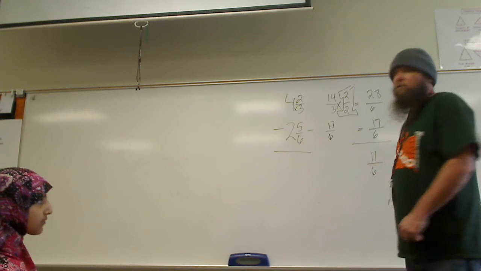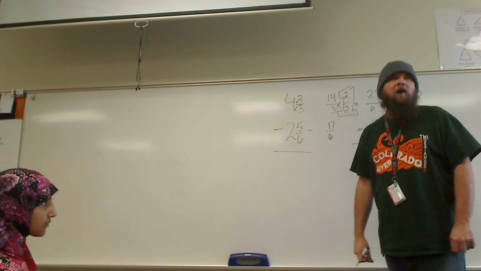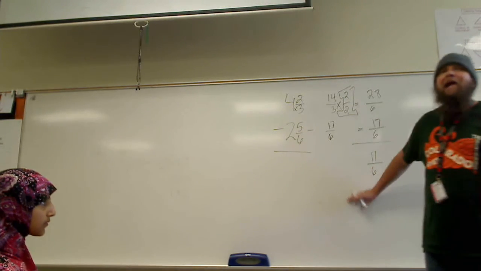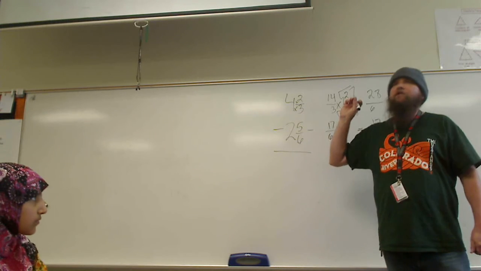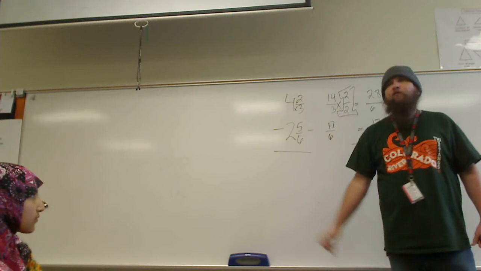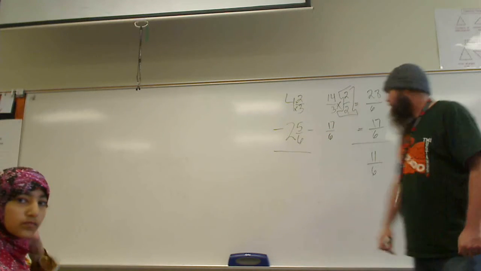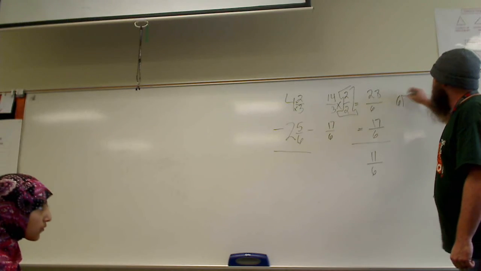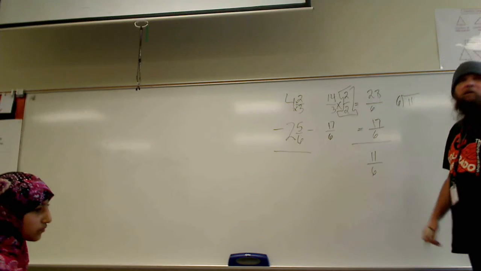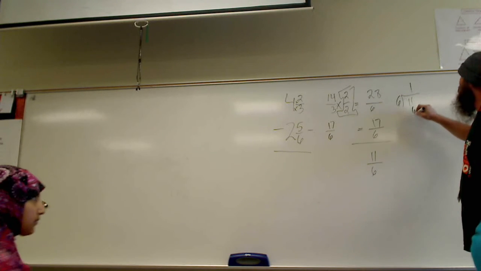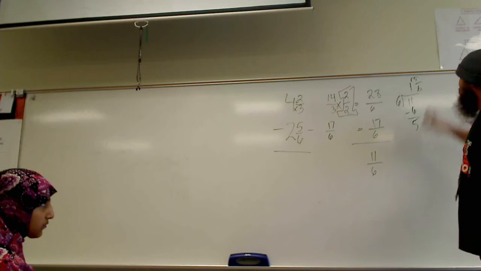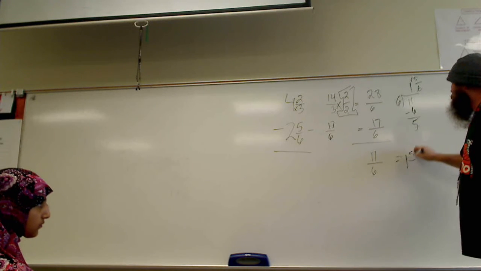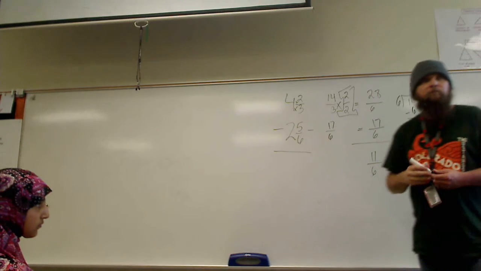11/6. Okay, 11/6 is an improper fraction. When I get to my answer, I can't have an improper fraction. My answer needs to be in simplest form, and it cannot be an improper fraction. I divide 6 into 11. 6 goes into 11 one time. Subtract, I get a remainder of 5. So I have 1 and 5/6.